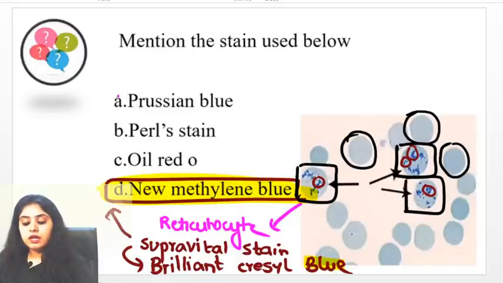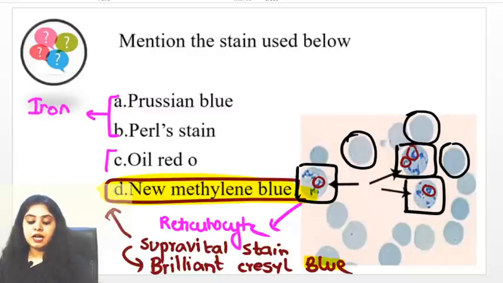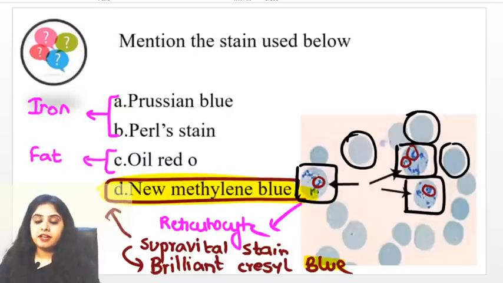What about the other options given over here? I hope Prussian blue and Perls stain, everyone knows it's the same thing. It's the same thing, the special stain that we use for iron. I hope Oil Red O, everyone remembers, is the special stain that we use for fat.